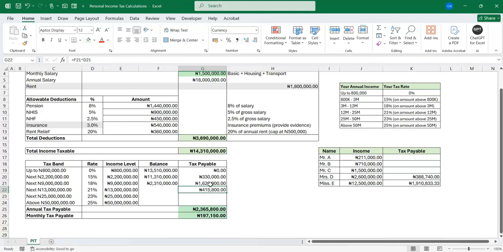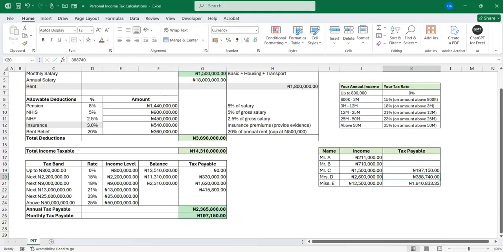So every other one has automatically been computed. I can just redo it again. Here 13 million we calculated for this. This is the balance greater than 9 million. So this is it. So for this person, Mr. C, the monthly tax liability will be this amount.